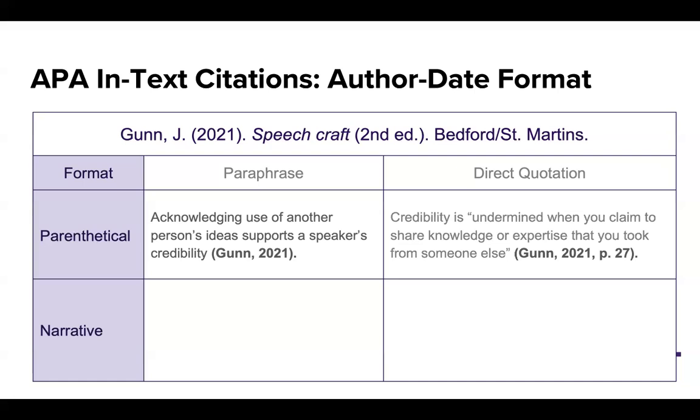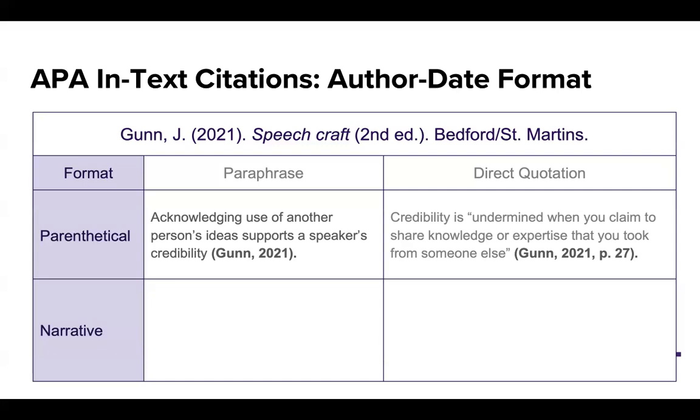This is because when we quote another author's exact words in our written work, APA guidelines indicate we need to provide locator information along with the author and year in the citation. The locator information in this case is a page number, and that will help my reader find the quote in its original context in Gunn's textbook.